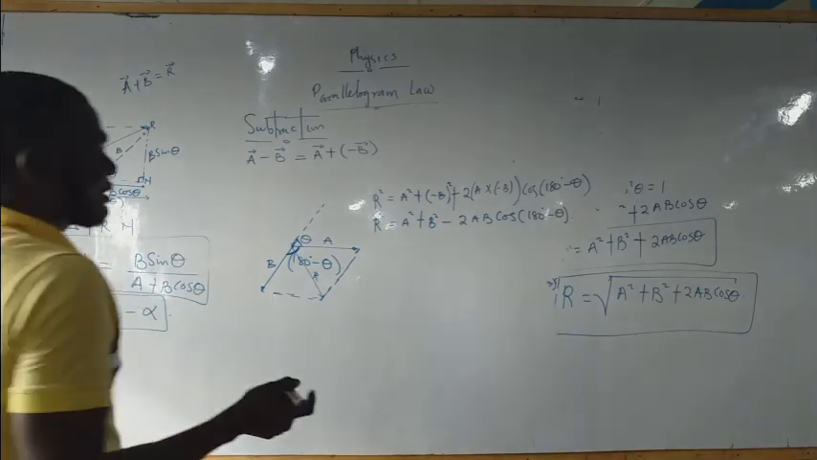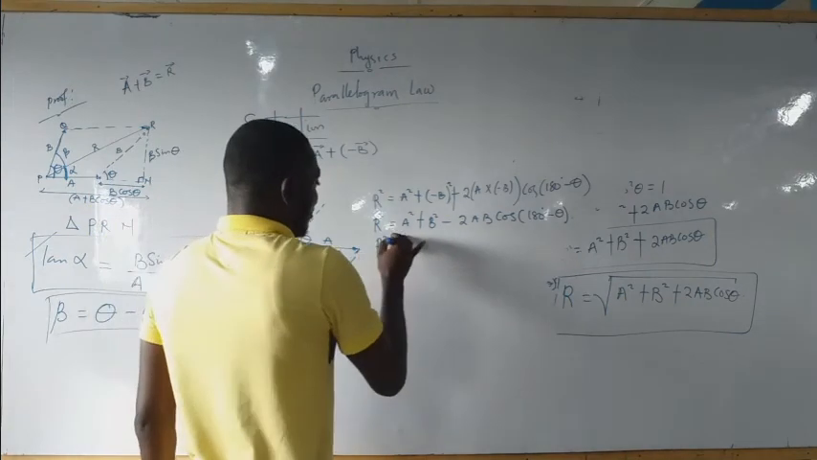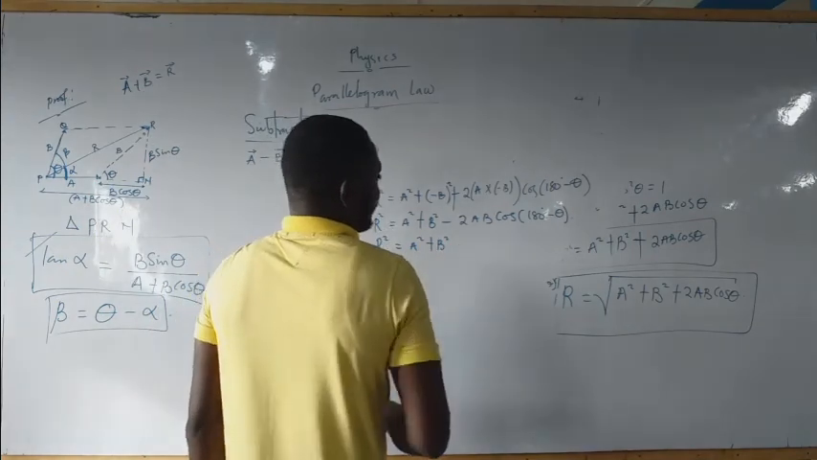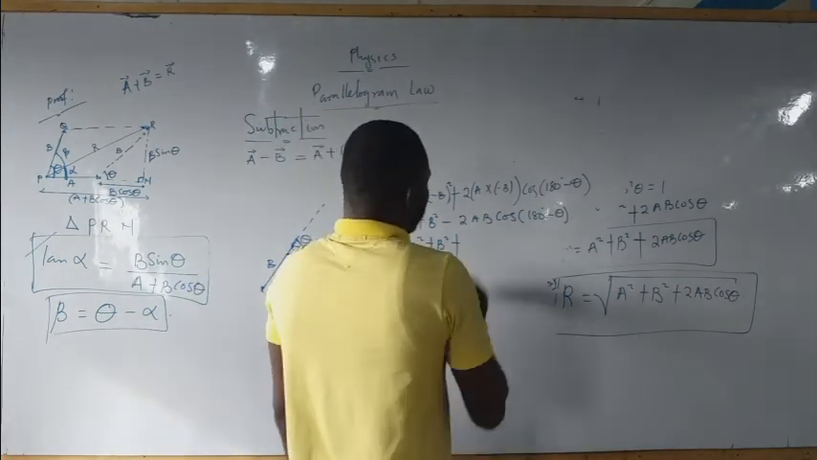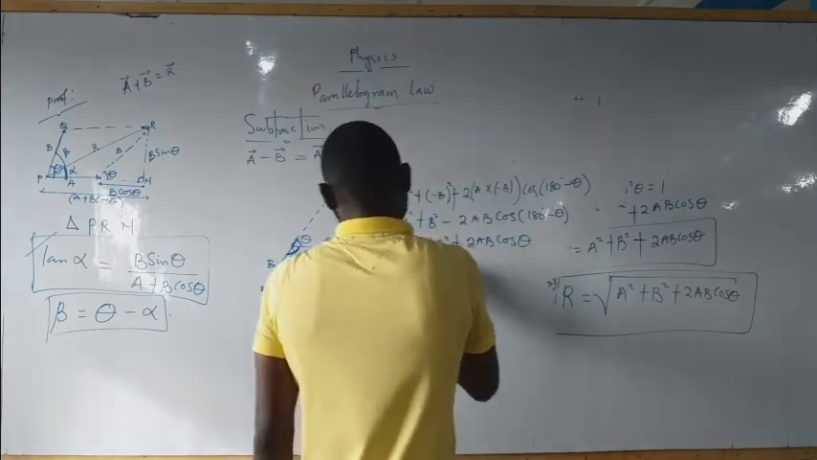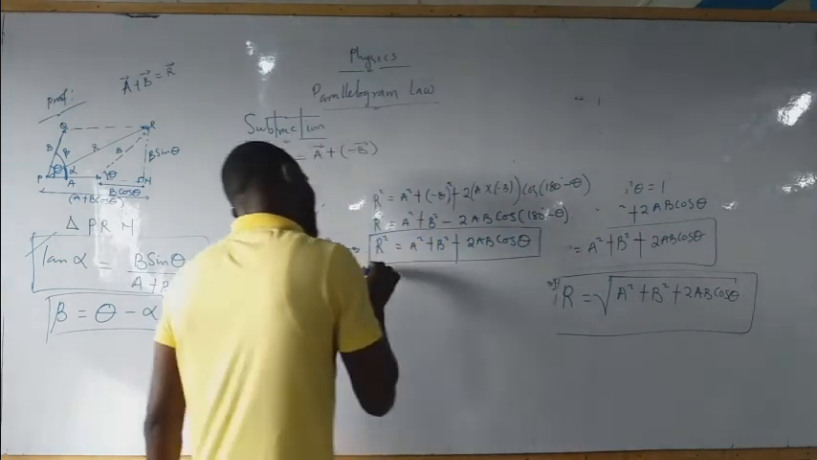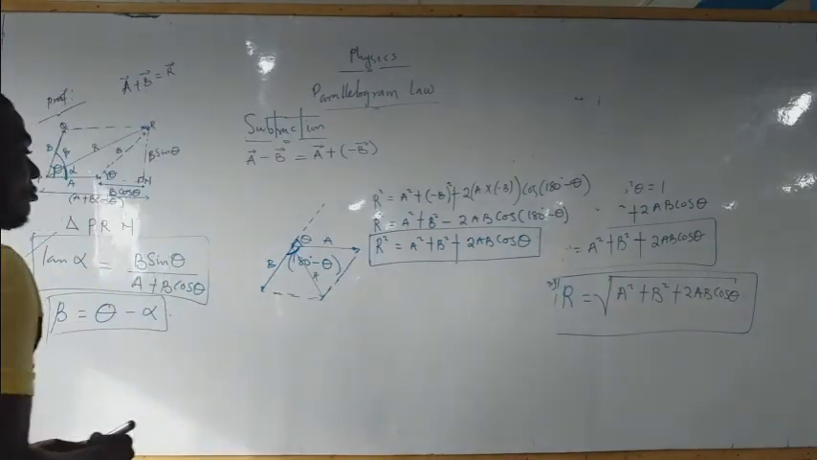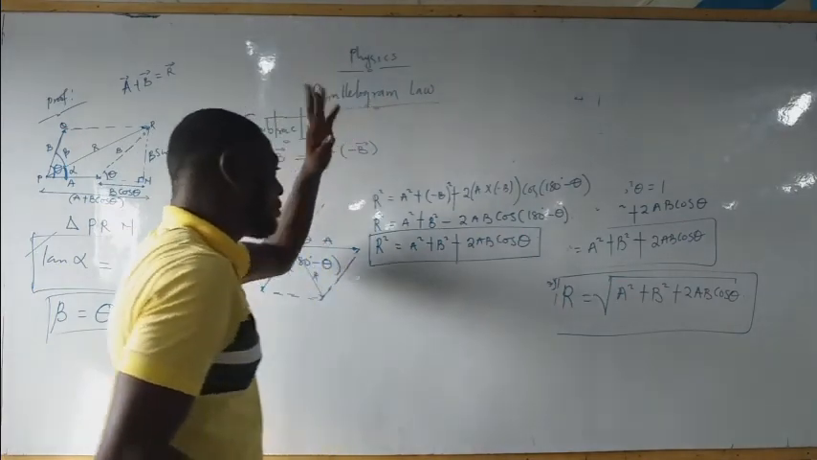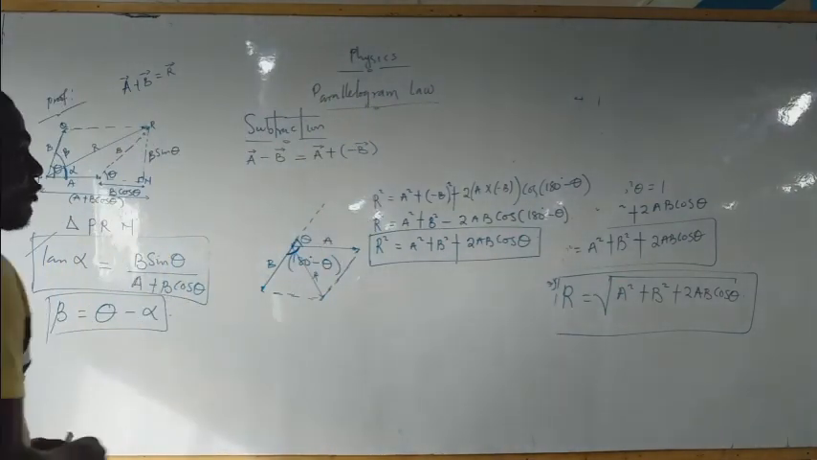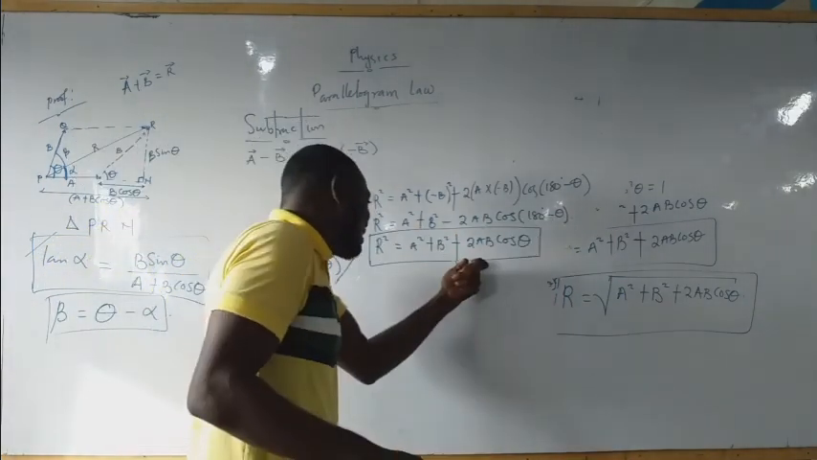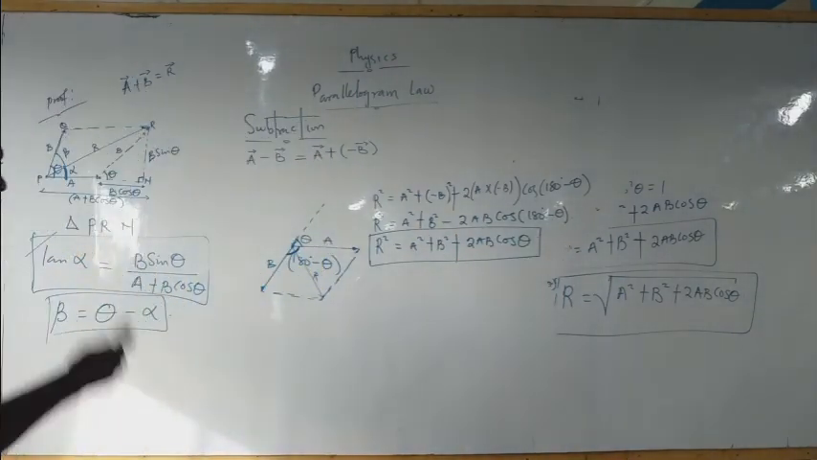We can say that R squared equals A squared plus B squared plus 2AB cos theta. So see that? R squared equals A squared plus B squared plus 2AB cos theta. That is if you have minus to this, which is still the same thing as this.